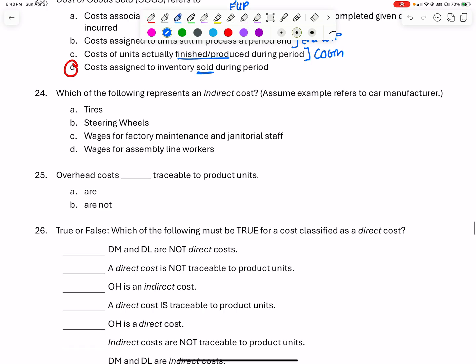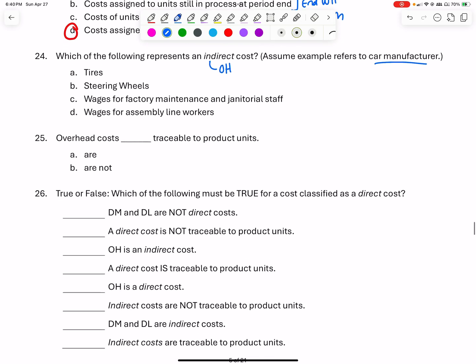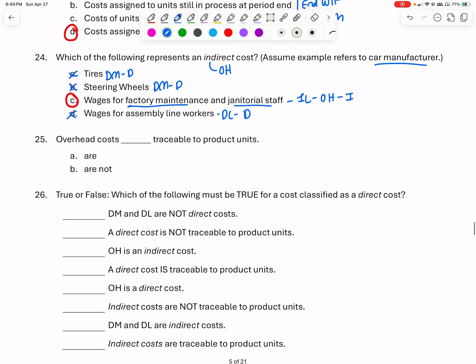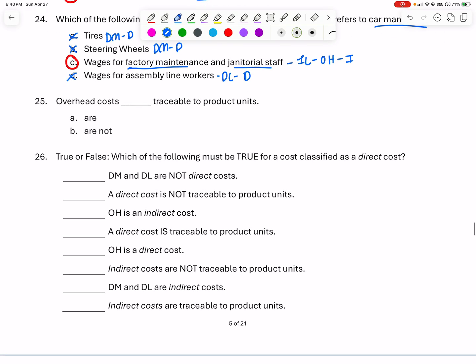Which of the following represents an indirect cost? Remember, indirect means it is overhead. We are talking about a car manufacturer. So tires, that is direct materials, which would be direct. Steering wheel, that's direct materials, which would also be direct. Wages for factory, maintenance, and janitorial staff, that would be indirect labor, which is overhead, which is indirect. So that would be my answer. Wages for assembly line workers, that is direct labor, which is direct. Overhead costs are or are not traceable to product units in the same way that direct labor and direct materials are? It is not.